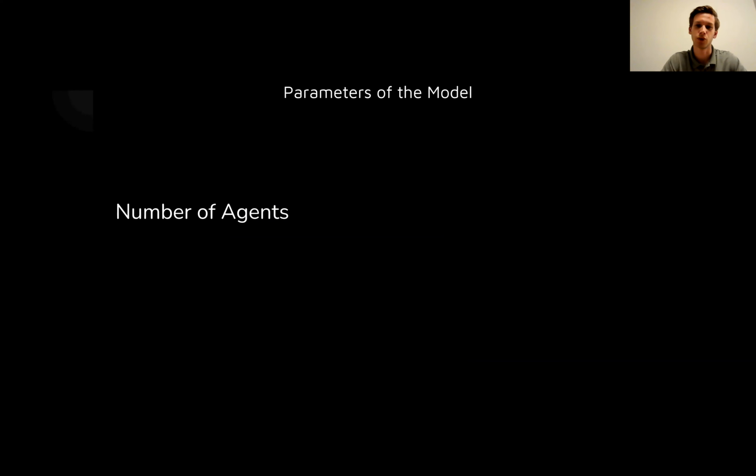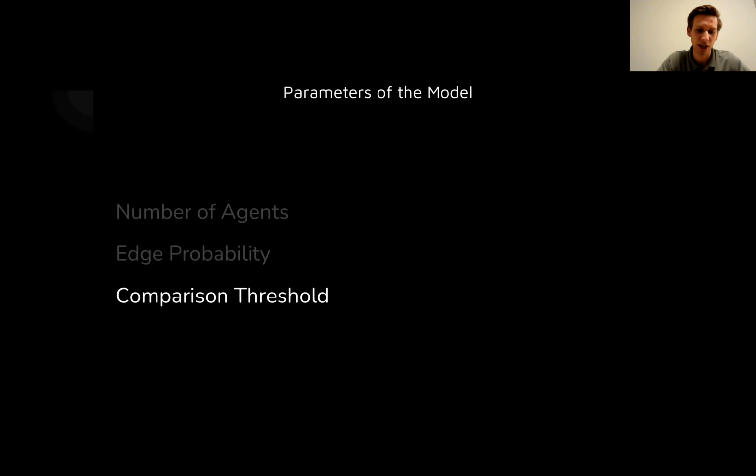So then moving on to specifically our model. First, like I said before, for that Erdős-Rényi graph generation, we have the number of agents, and then we have the edge probability. And these are the two things that I had just mentioned. So next we're going to talk about the comparison thresholds. This was another important parameter of our model. So the comparison threshold is how we were able to gauge and change the openness of an agent.